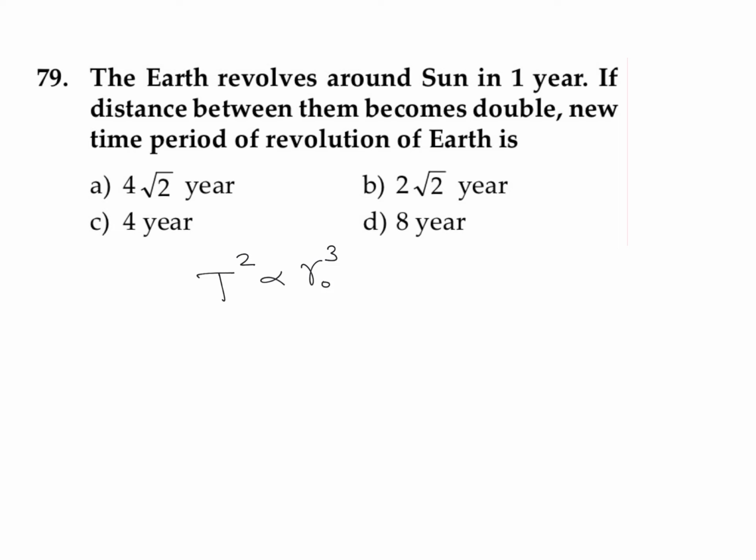the cube of the orbital radius. In this question, it is given that the Earth revolves around the Sun in 1 year, and the distance between them becomes doubled. So from this relation you can write T is directly proportional to r raised to 3 by 2. Or you can write the time period in the second situation by the time period in the first situation is the radius of orbit in the second situation by the radius of orbit in the first situation raised to 3 by 2.